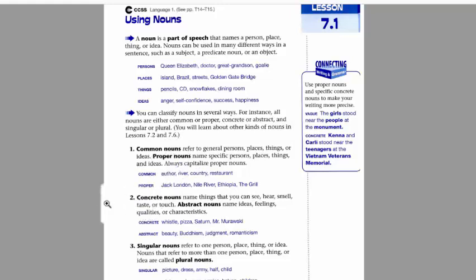We've also studied concrete and abstract nouns, and we knew that concrete nouns can be felt with your senses: heard, seen, smelled, and tasted as well, or touched. Abstract nouns cannot be felt with your senses. Singular and plural nouns refer to number.